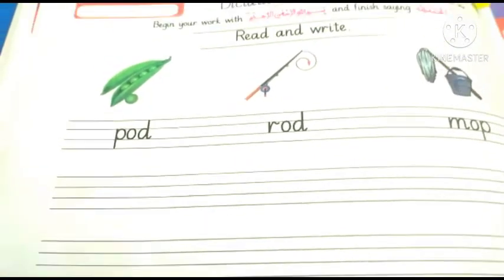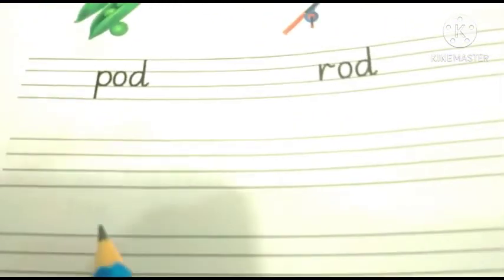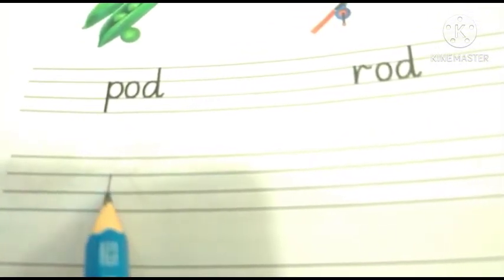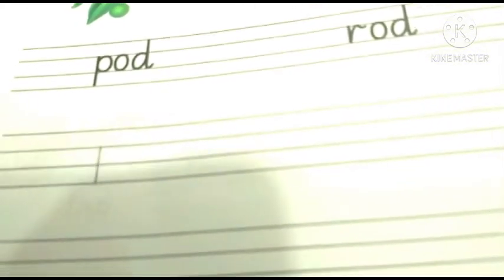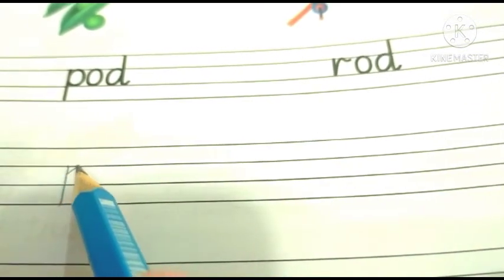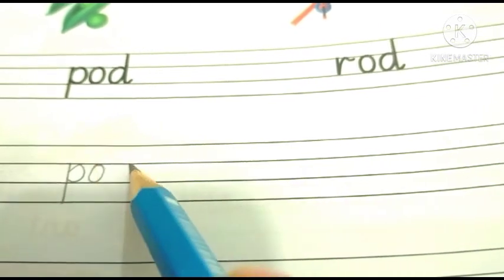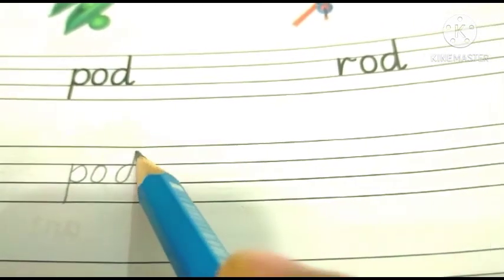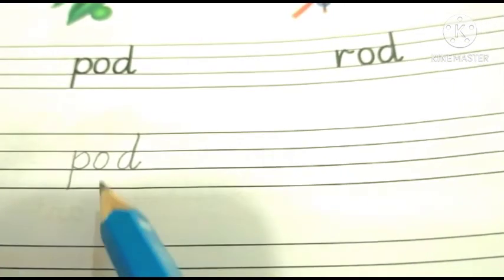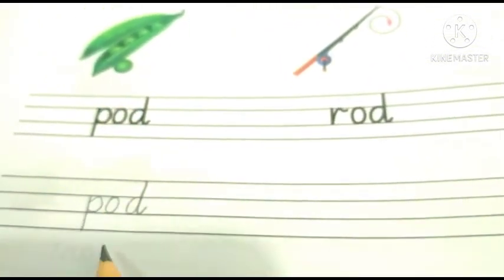You will write in next 2 lines. You will practice it 2 times. And you will start from first line. Let's write P-O-D, pod. P is the sound of P. Od is the sound of O-D. So let's write small P-O-D. What is the spelling of pod? P-O-D. And what is the sound of pod? P-O-D, pod. Now repeat it.